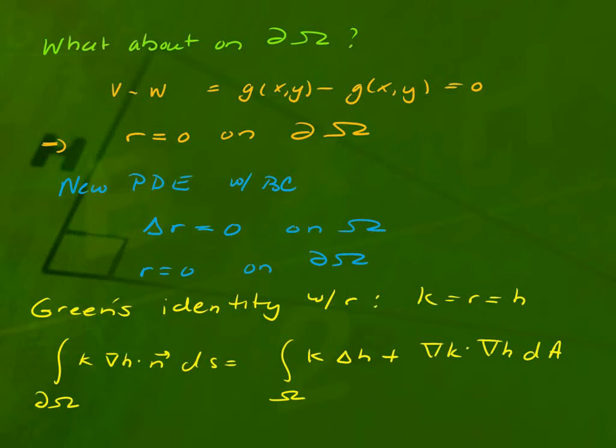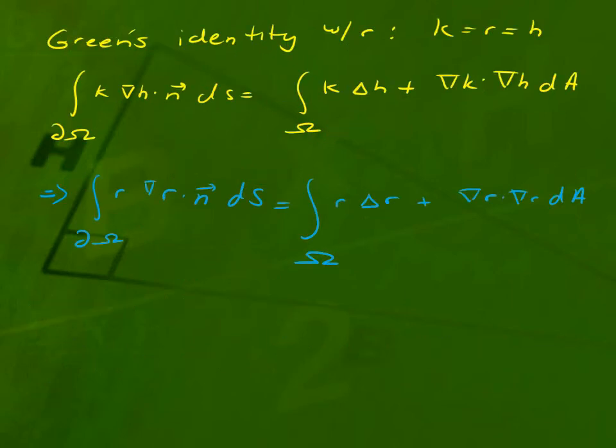And we did this before. So this is Green's identity. I'm going to set k equal to r equal to h. So I wrote down Green's identity here, and I'm going to substitute in r for both k and h. When I do that, I get this equation, the blue equation here.